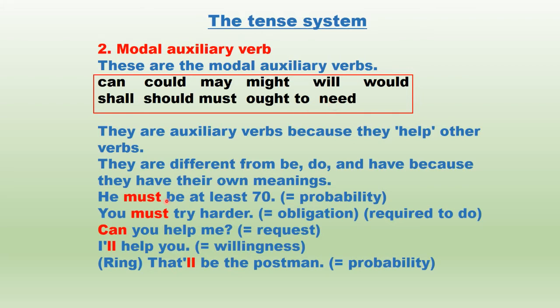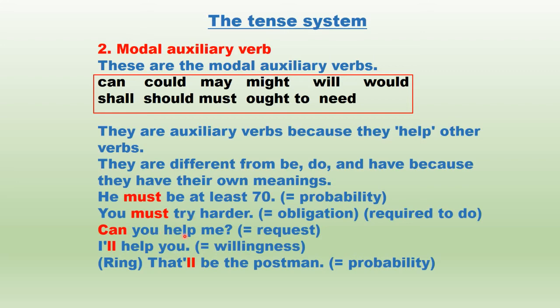For example, he must be at least 70. This is probability. So maybe he is 70 or maybe not. I'm giving speculation. I'm not sure he is 70, but I'm just giving probability. He must be at least 70. You must try harder. This is an obligation, so you are required to work harder.